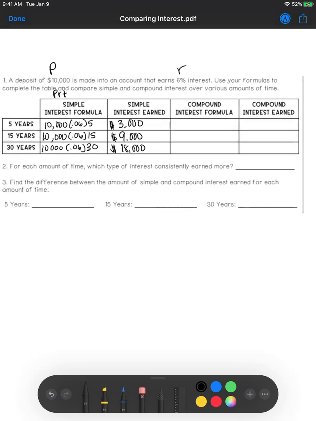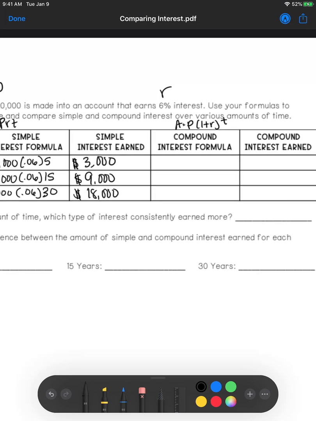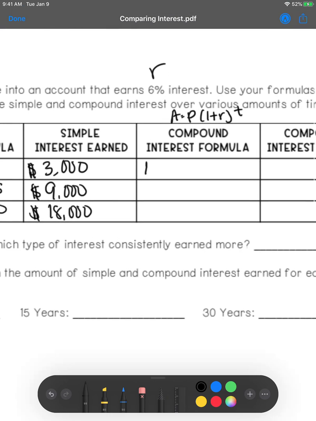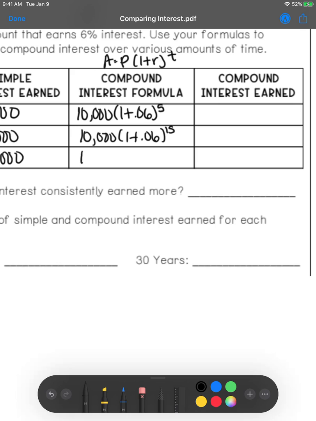And if you don't remember, our formula for compound is amount equals P(1 plus the rate) to the power of T. So that's what I'm going to do. And our amount is 10,000 times 1 plus the rate. Our rate is 0.06 to the power of 5. All right, same thing for this bottom one, to the power of, I believe it's 15. And 10,000 times 1 plus 0.06 to the power of 30.